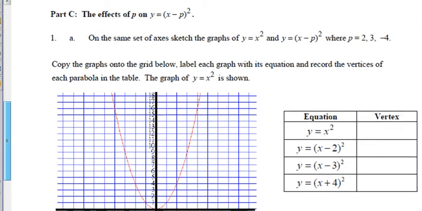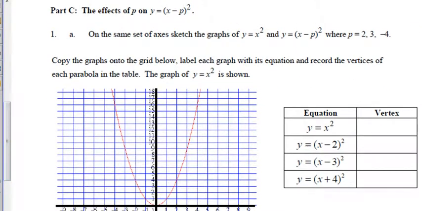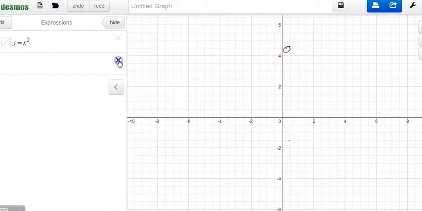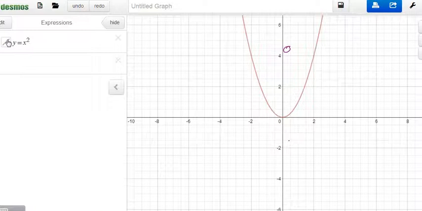The effects of p on y equals x minus p quantity squared. So we're going to add or subtract a value to or from the x before we square. On the same set of graphs, graph y equals x squared and y equals x minus p squared, where p is positive 2, positive 3, and negative 4, which I, of course, will not do on those graphs. We're always going to start with y equals x squared, because I want to see what the basic function looks like. And now we're going to graph y equals x minus 2 quantity squared.